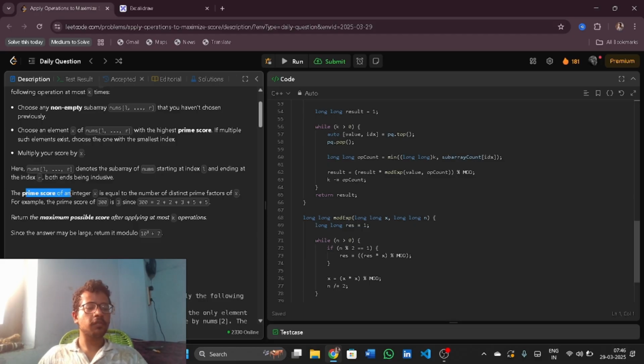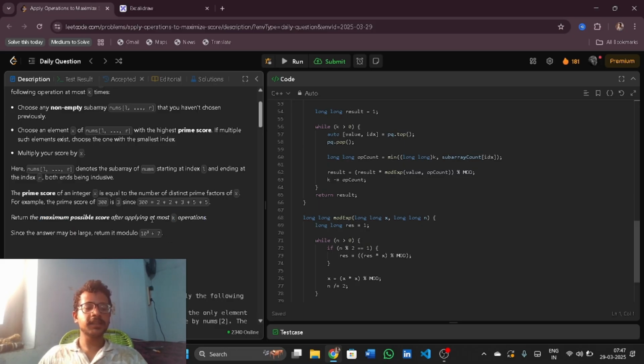The prime score of an integer x is equal to the number of distinct prime factors of x. For example, the prime score of 300 is 3, since 300 is equal to 2 times 2 times 3 times 5 times 5. So the distinct prime factors are 2, 3 and 5. So for 300, the prime score is 3. This is about the prime score. Now, return the maximum possible score after applying at most k operations.